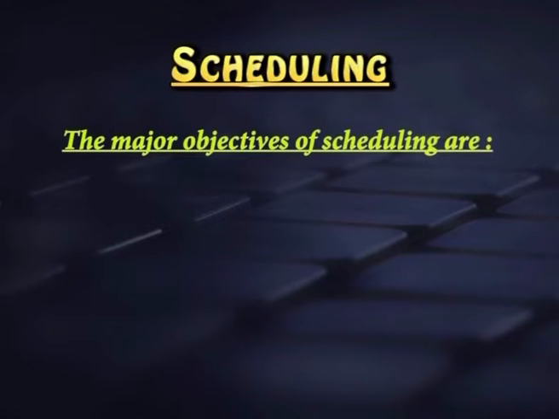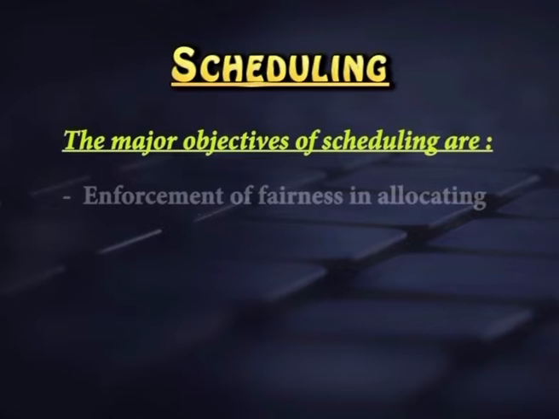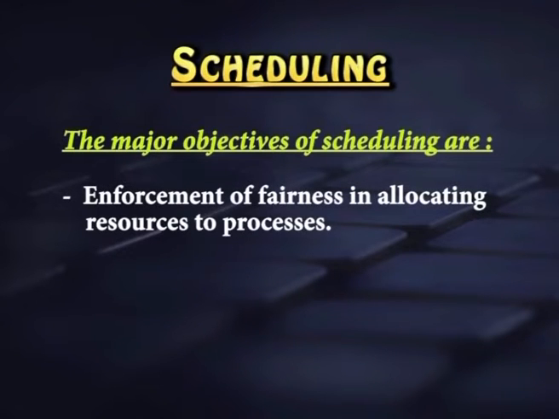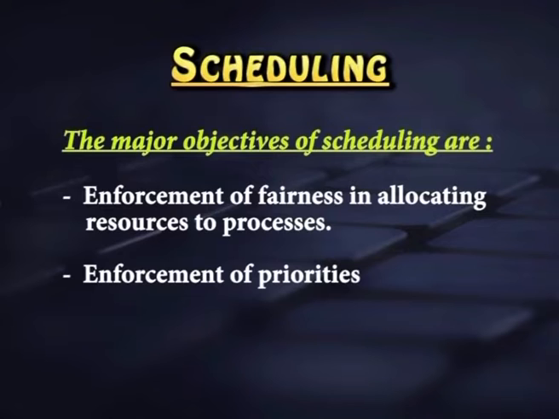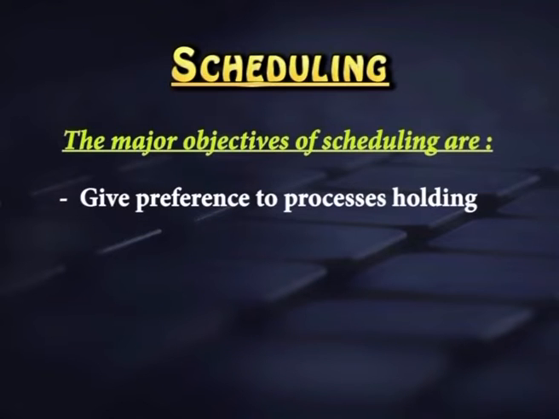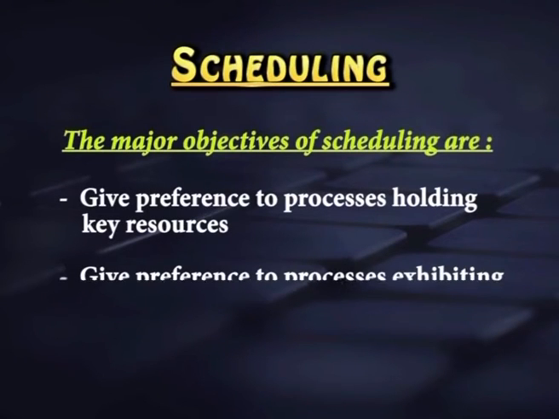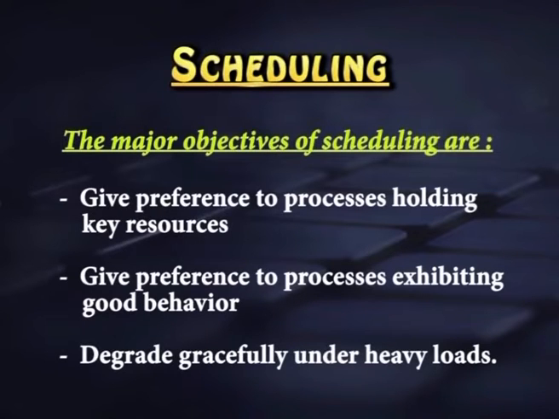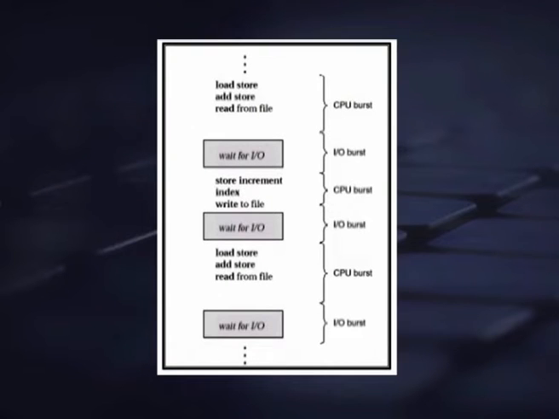The major objectives of scheduling are enforcement of fairness in allocating resources to processes, enforcement of priorities, make best use of available system resources, give preference to processes holding key resources, give preference to processes exhibiting good behavior, and degrade gracefully under heavy loads.